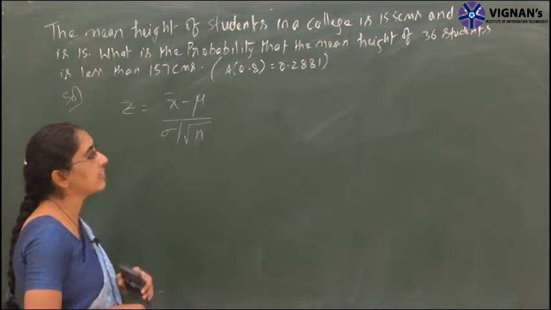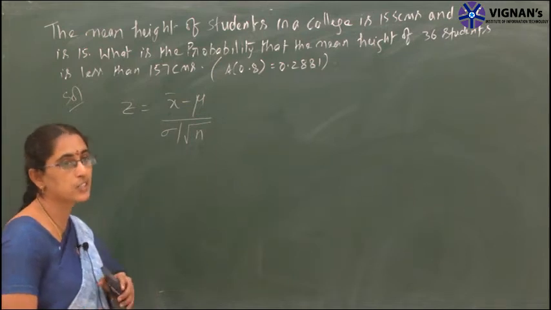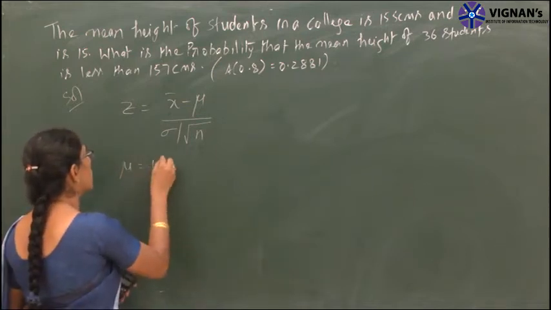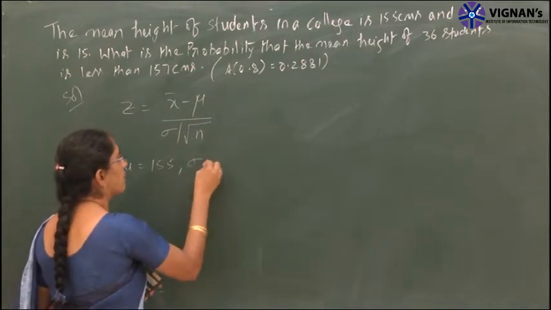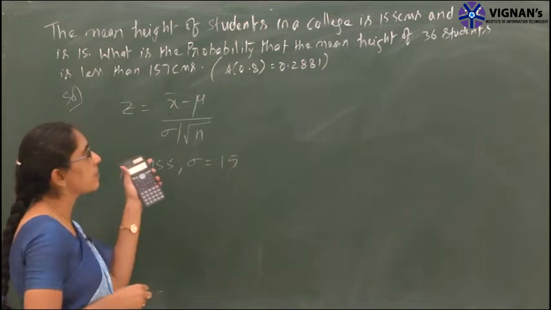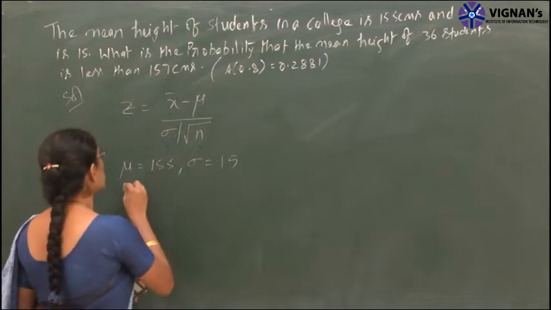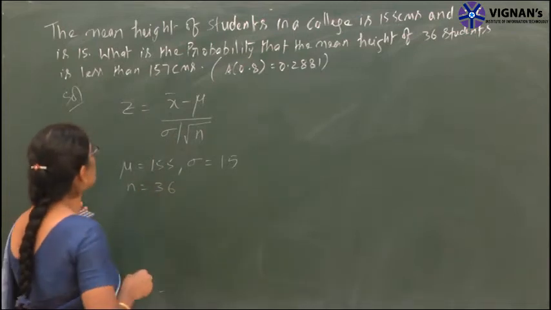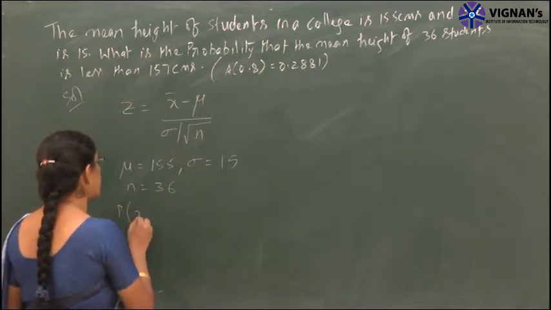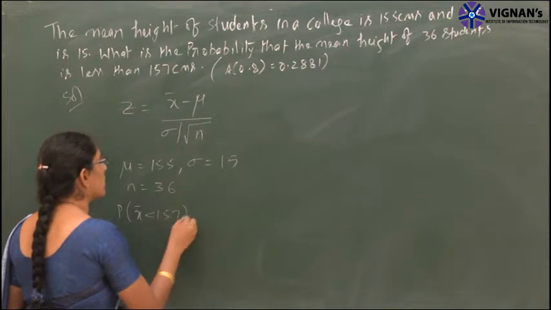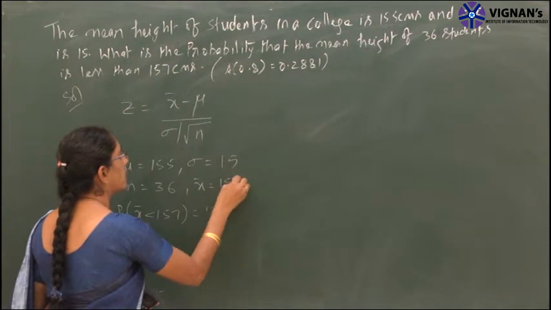Now if you move on to the given data here, the mean height of students in a college is 155 centimeters. That means mu equal to 155, and the standard deviation of 15 centimeters, sigma equal to 15. So what is the probability that the mean height of 36 students, right? So sample size is 36, is less than 157 centimeters. That means probability of x bar less than 157 we have to find here. So that means here x bar is 157.